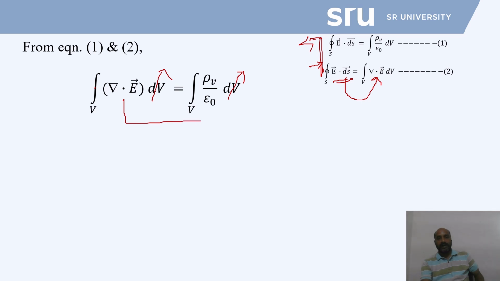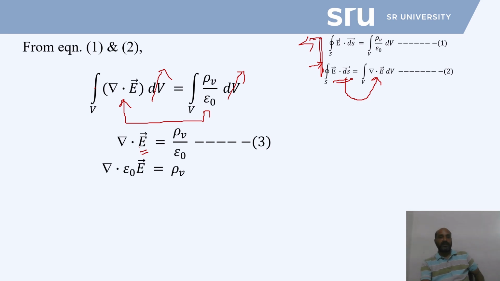So that you can cancel out, see the remaining. The remaining will be what? Del dot E is equal to rho v by epsilon naught. This is in terms of electric field. And you can write that in terms of the displacement vector also, just by bringing this epsilon naught to the coefficient of electric field. So that del dot D is rho v.